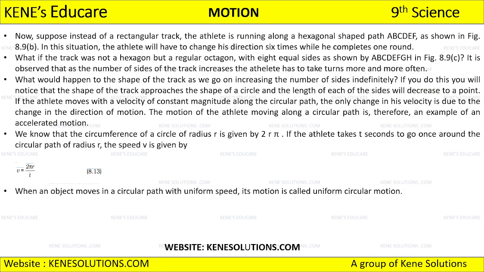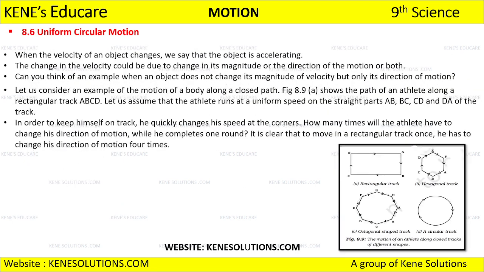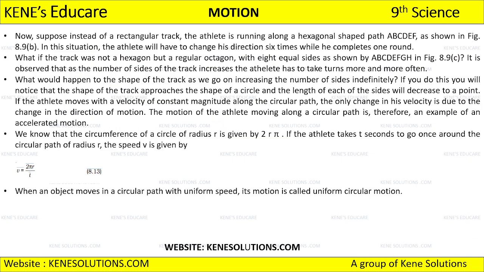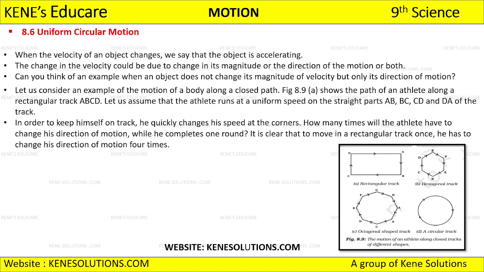So here we have more information on it. Now suppose instead of a rectangular track, the athlete is running along a hexagonal shaped path, that is A, B, C, D, E and F, as shown in figure B. In this situation, the athlete will have to change his direction 6 times because a hexagon has 6 corners, right? So what if the track was not a hexagon but a regular octagon? A regular octagon will have 8 sides. That has been shown in figure C.